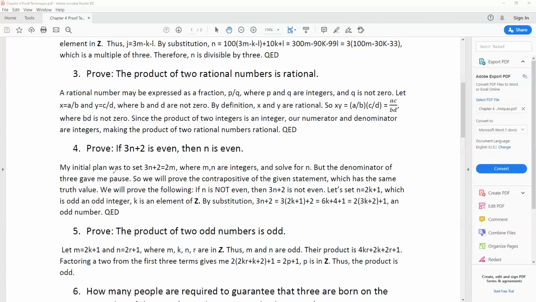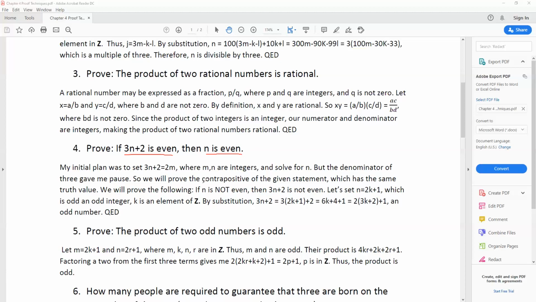So what did I do? If you recall from high school geometry, this type of statement here is called a conditional. It's an if p, then q statement. And the conditional has a truth value. It's either true or false.